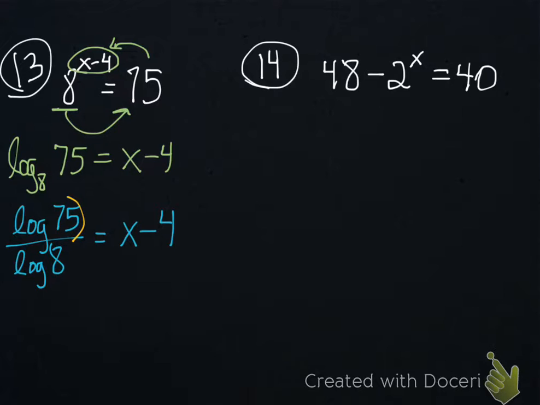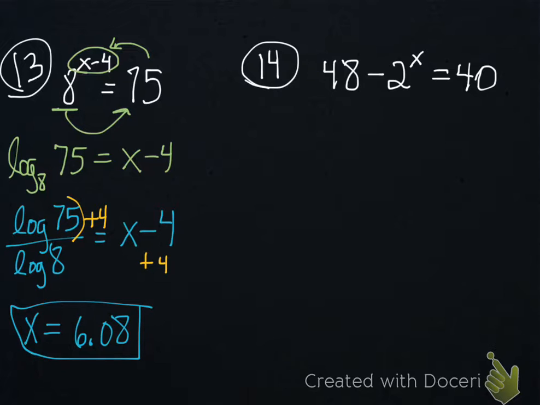Now what are we going to do with that 4? We'll add that 4 to both sides. So once I do the log 75 divided by log 8, I'm going to add 4. And I would get 6.08.